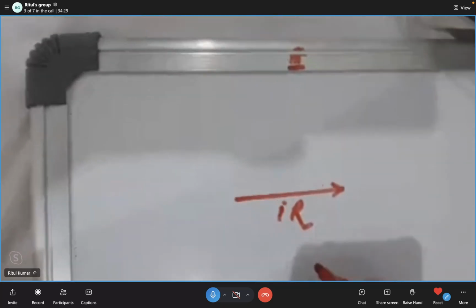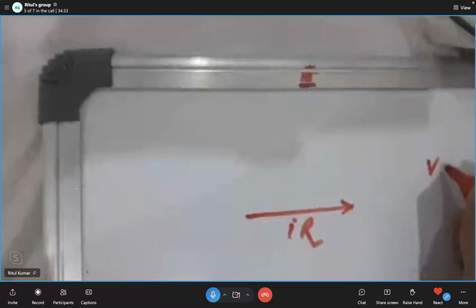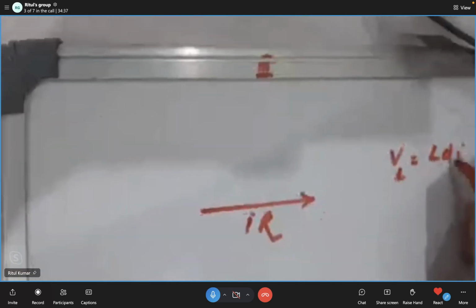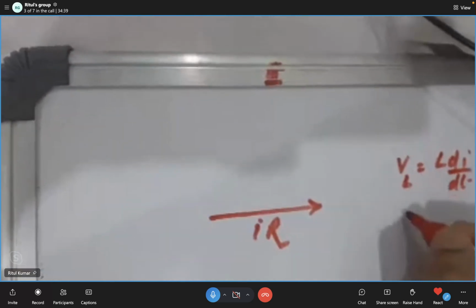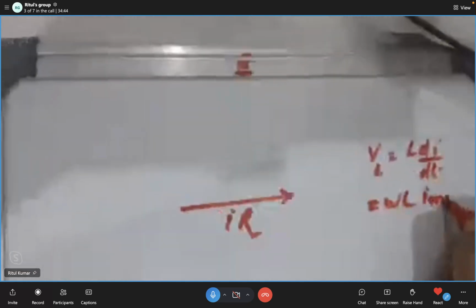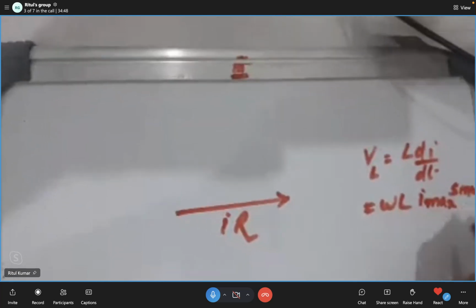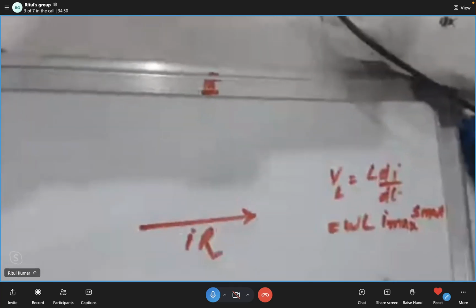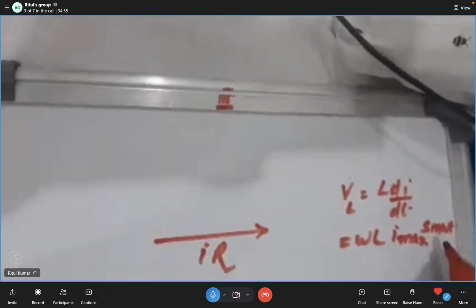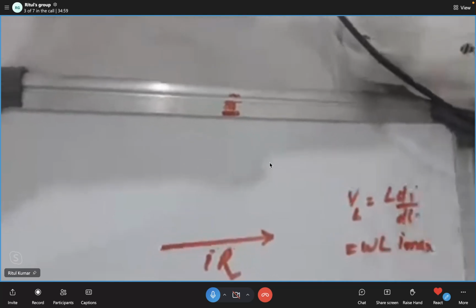We know that V across inductor is marked as L di by dt. Please pay heed over here. It's an important point coming your way, which is omega L I max, because this will not be dealt. Sine of the angle omega t is what we got. Omega I max, sine, or change to cos, sorry. It's cos of the angle omega t we got.